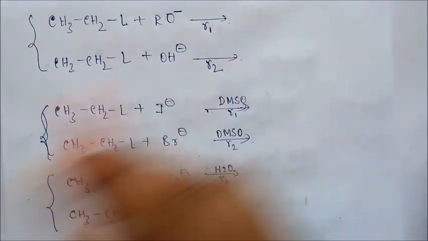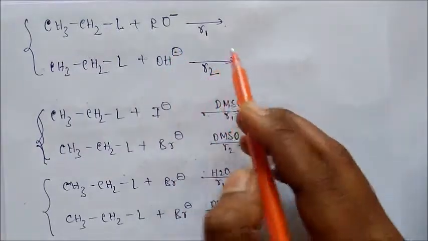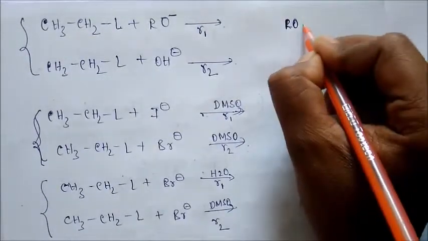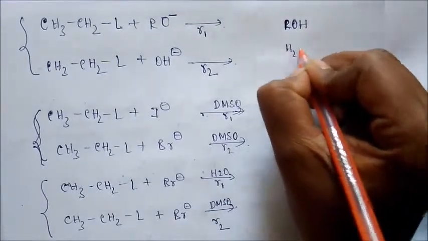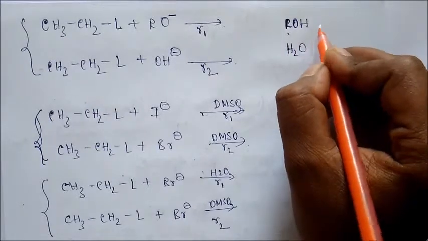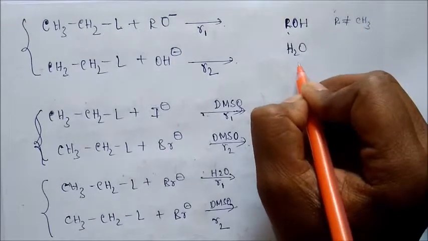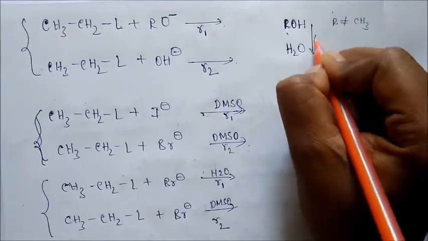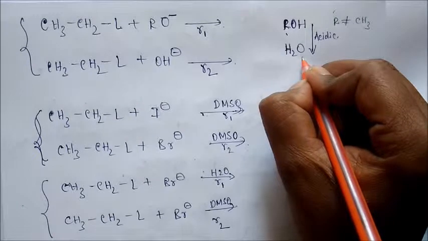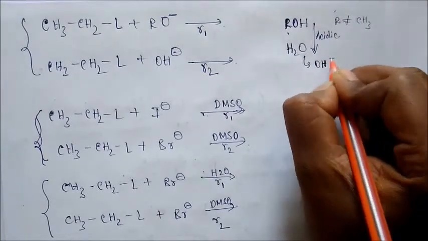Here we have RO minus and OH minus. So to decide the reaction rate, we have to decide the basicity of these two. For the basicity, we can make the conjugate acid of these. Let's say this gives ROH and this gives H2O. We all know that water has higher acidity than ROH, any alcohol except methanol, so R is not equal to CH3. Except methanol, water has the higher acidity. A strong acid has a weak conjugate base. So OH minus is weaker than RO minus.